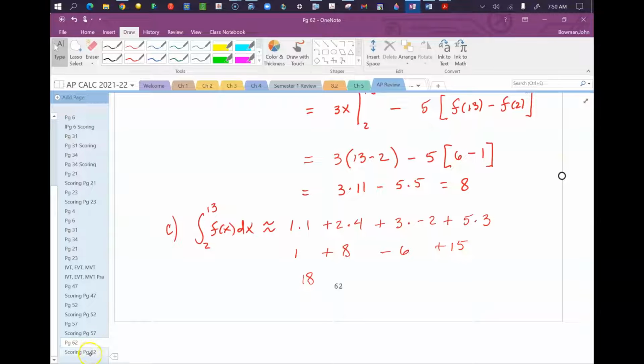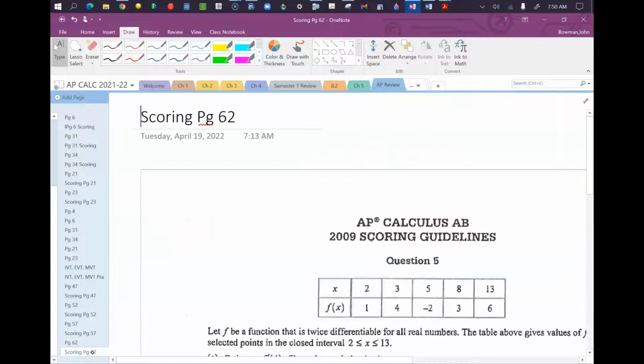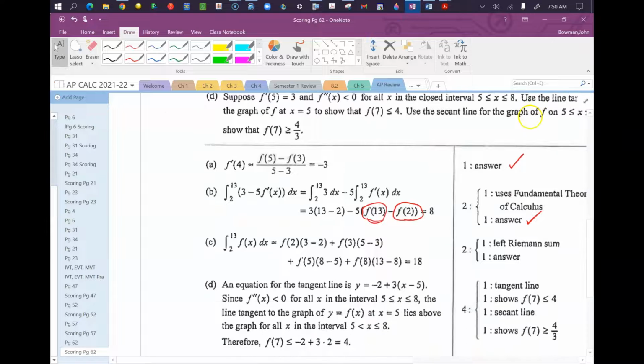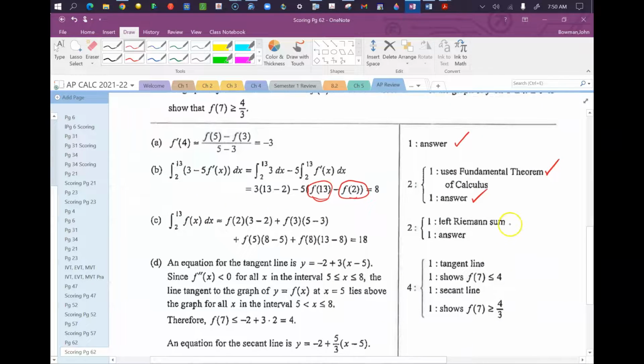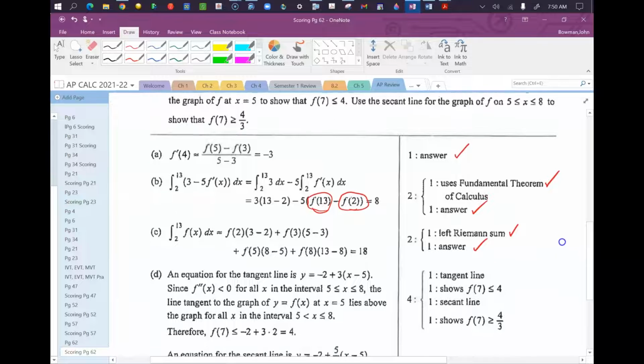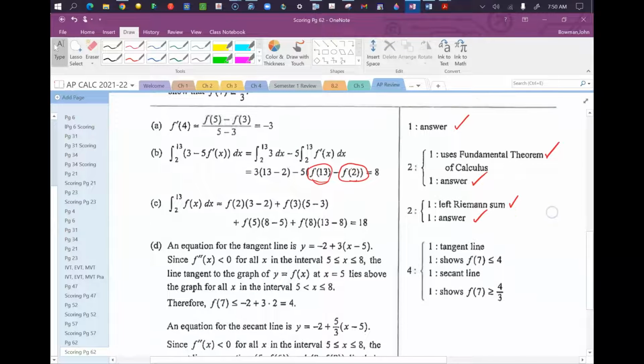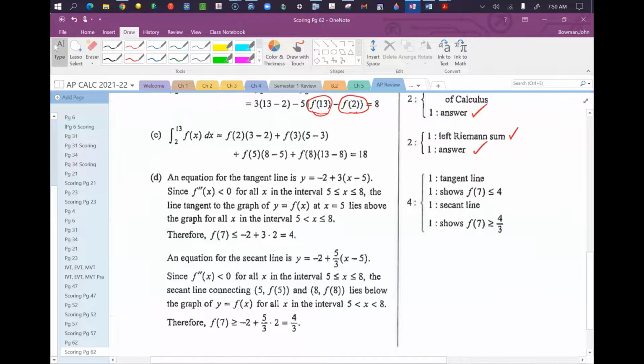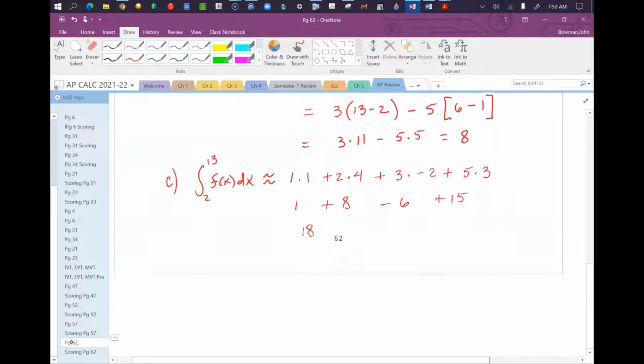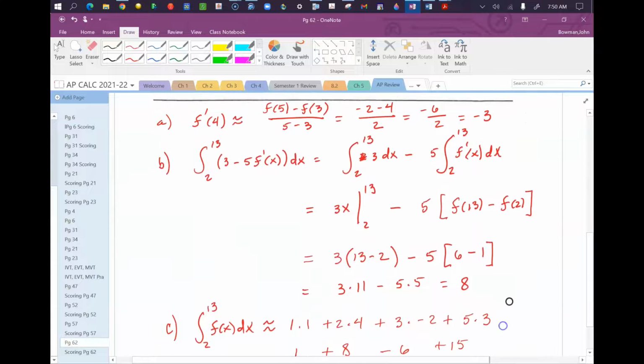So let's take a look at the scoring on that. Uses a left Riemann sum and you get an answer. Alright, so we've got 5 out of the 9 points accounted for. Part D is a big one. It's 4 points. But remember, you get a little bit for each part. So even if you're stuck on it, do as much as you can.